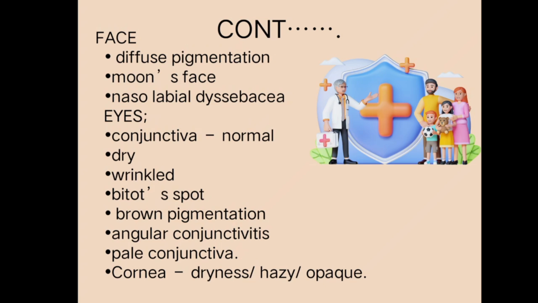When we are assessing the head to toe assessment, like the eyes, we check the conjunctiva: whether it is very dry, wrinkled, or if there is any Bitot's spot, like a black spot, brown pigmentation, or angular conjunctivitis, or whether the baby has pale conjunctiva. We also look at the cornea for dryness, haziness or opacity. If there are no tears, that means they have dryness of the cornea.